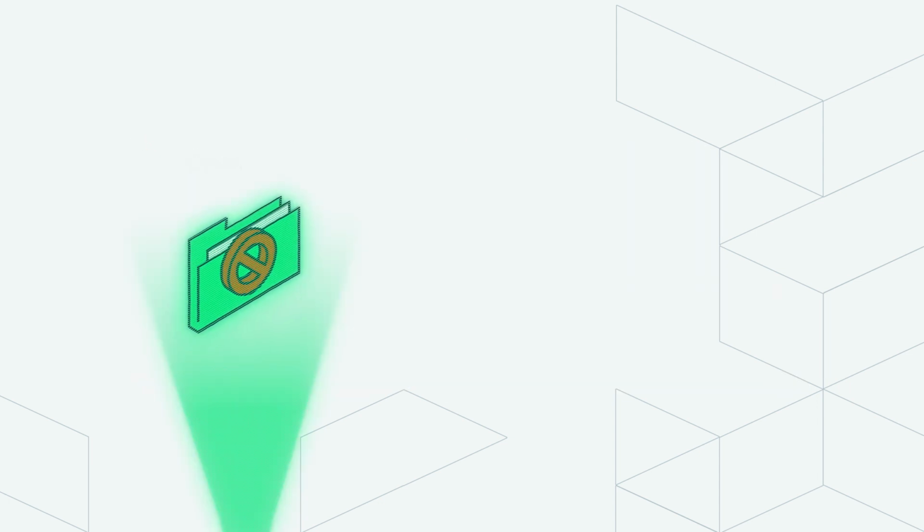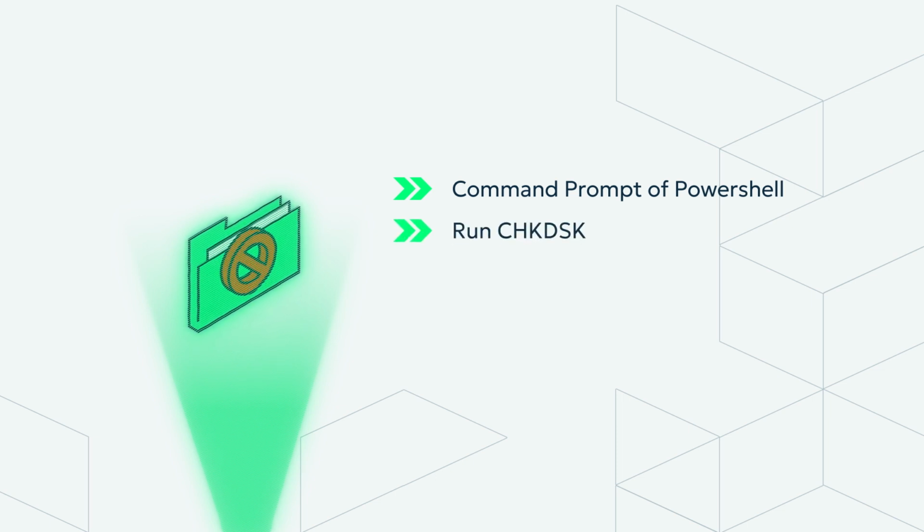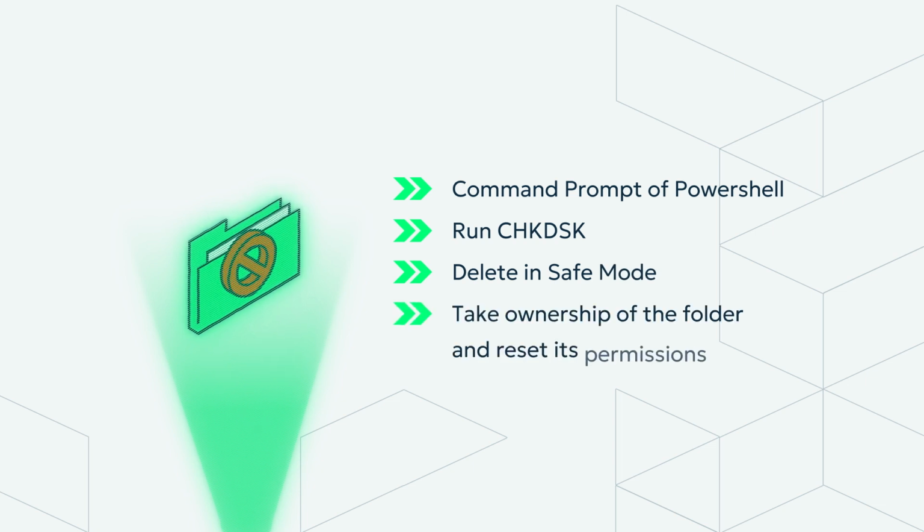You can remove corrupted folders using Command Prompt or PowerShell. If disk errors are the cause, run CHKDSK. For folders locked by apps, try deleting them in safe mode. And if it's a permission issue, take ownership of the folder and reset its permissions.